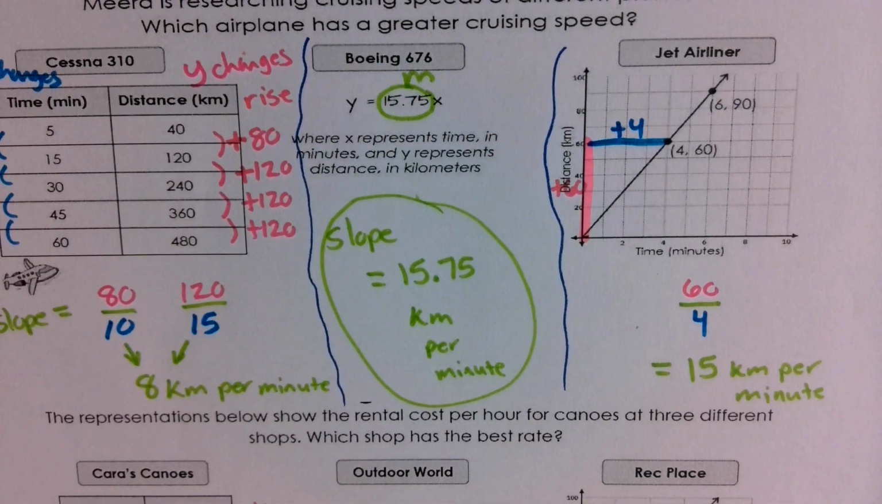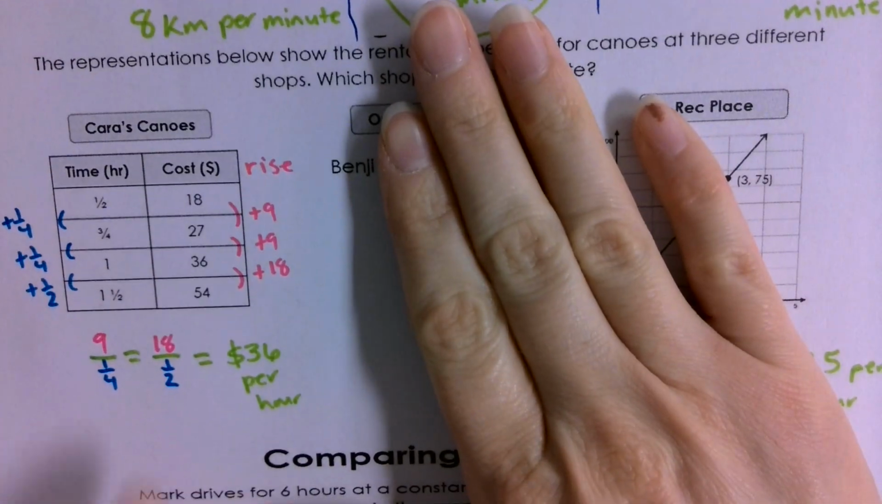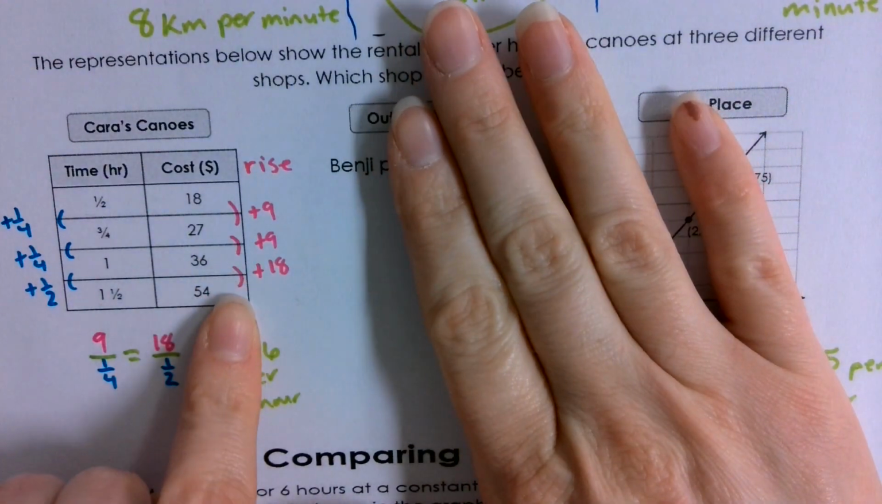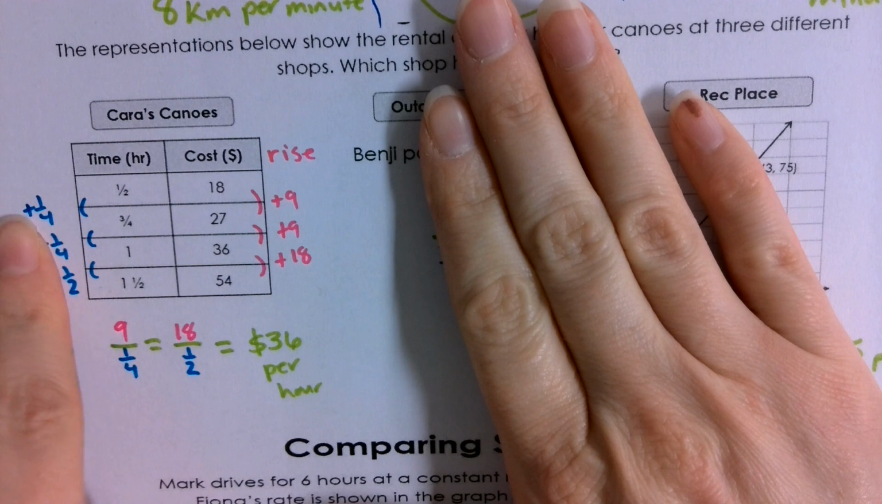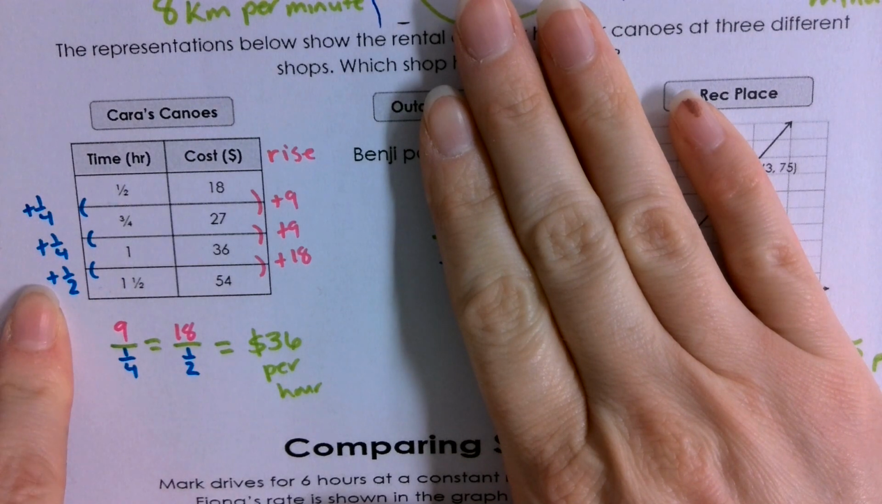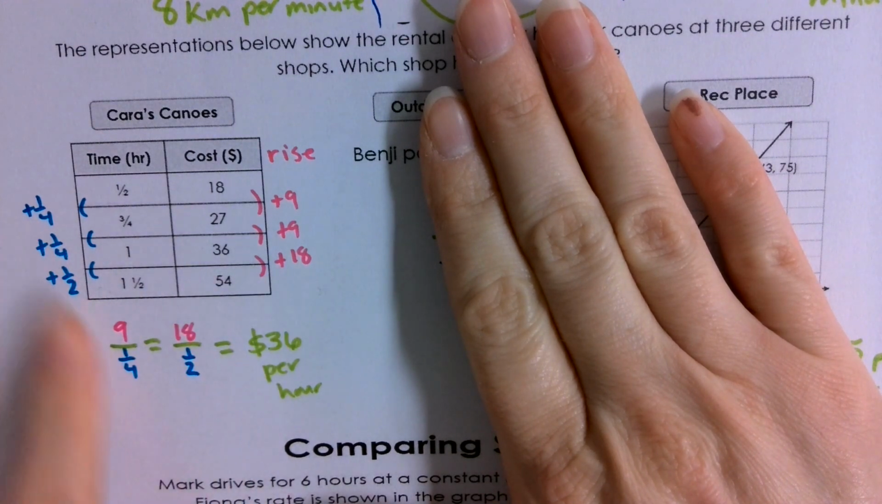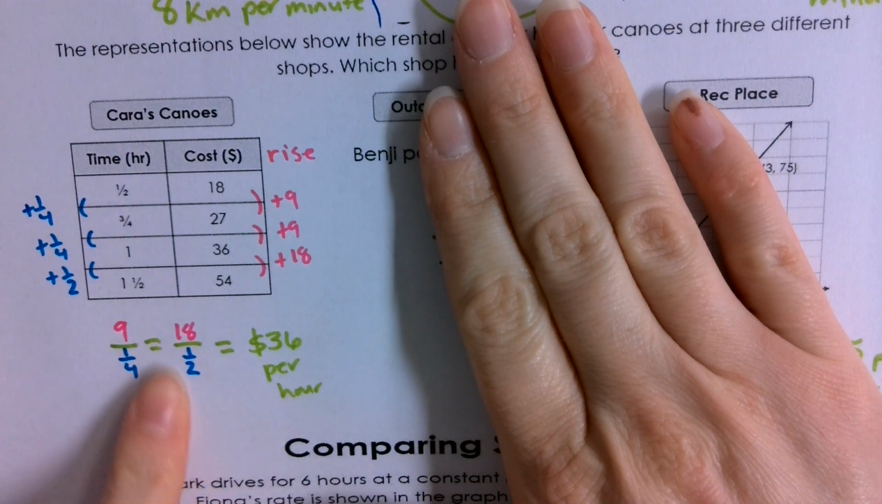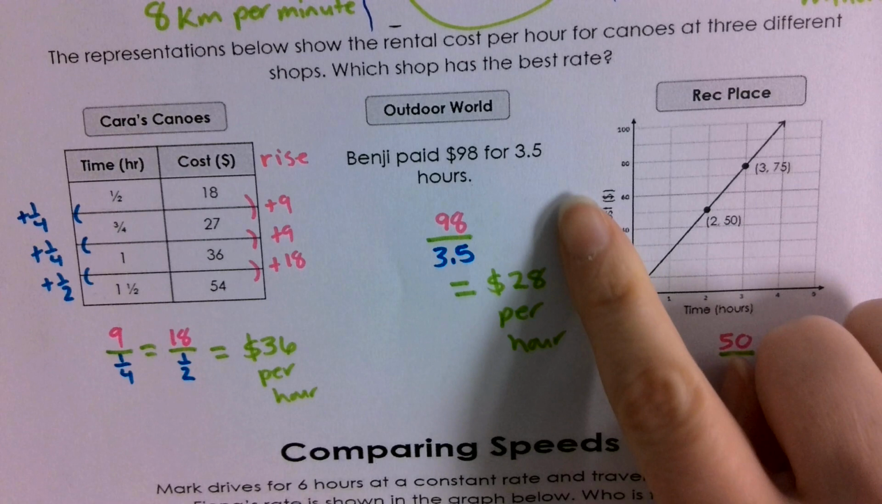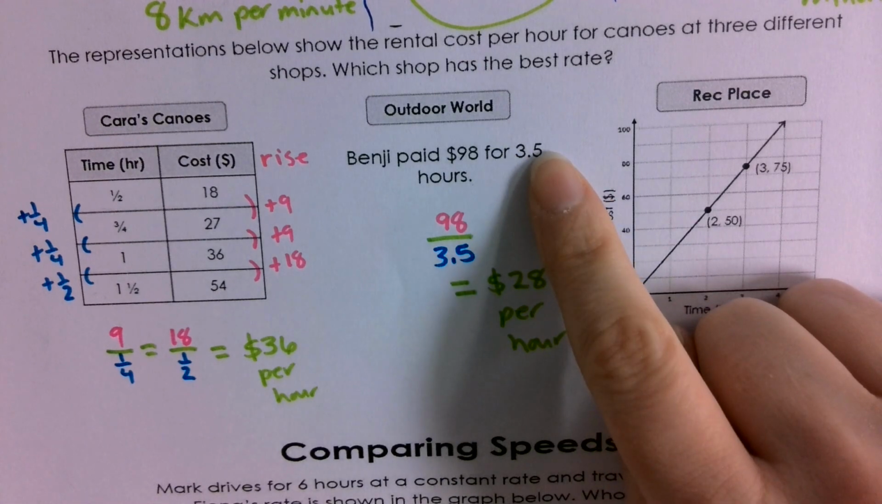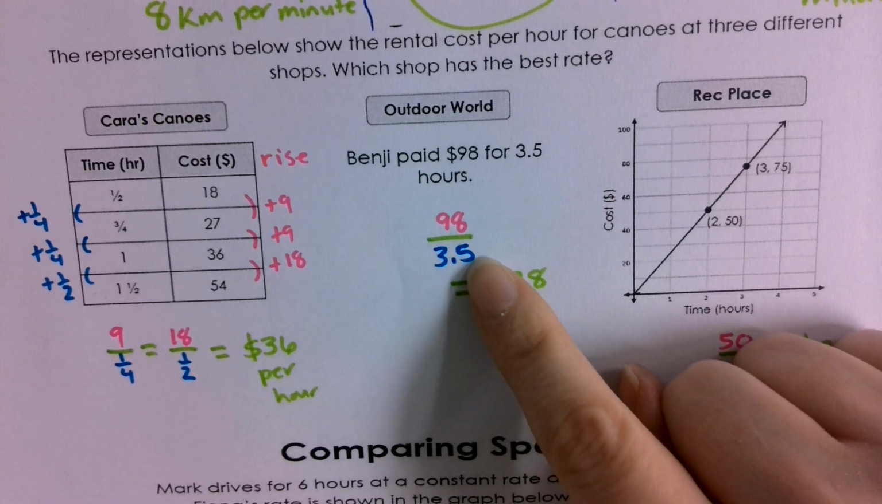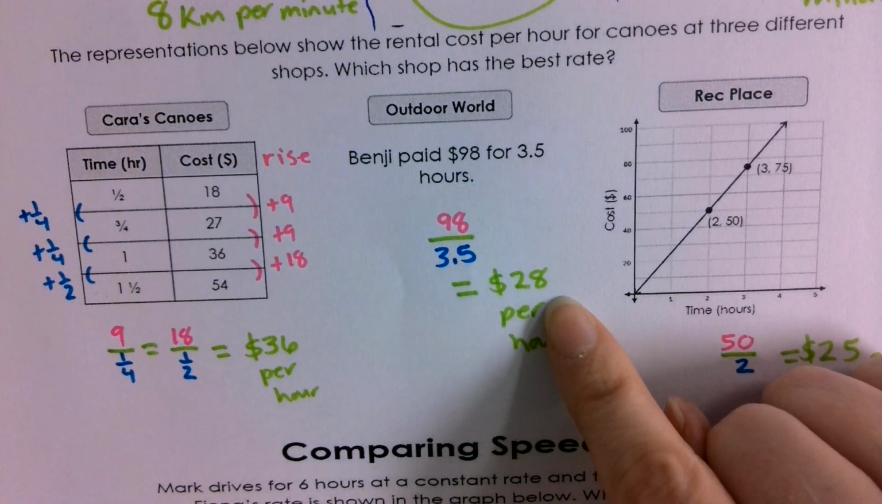Okay, if we take a look at the very first one, we have a rise that's going up by 9, and then up by 18. Our run is going up by 1/4, and then by 1/2. You could do 9 over 1/4, or you could do 18 over 1/2. They both come out to $36 per hour. Okay, for the middle one, you have $98 for 3.5 hours. You just do 98 over 3.5. That would give you $28 per hour.